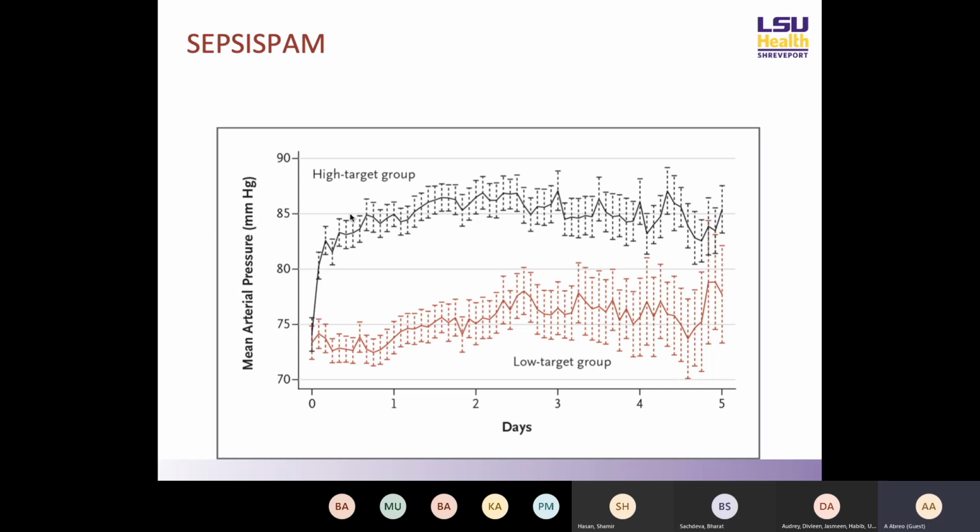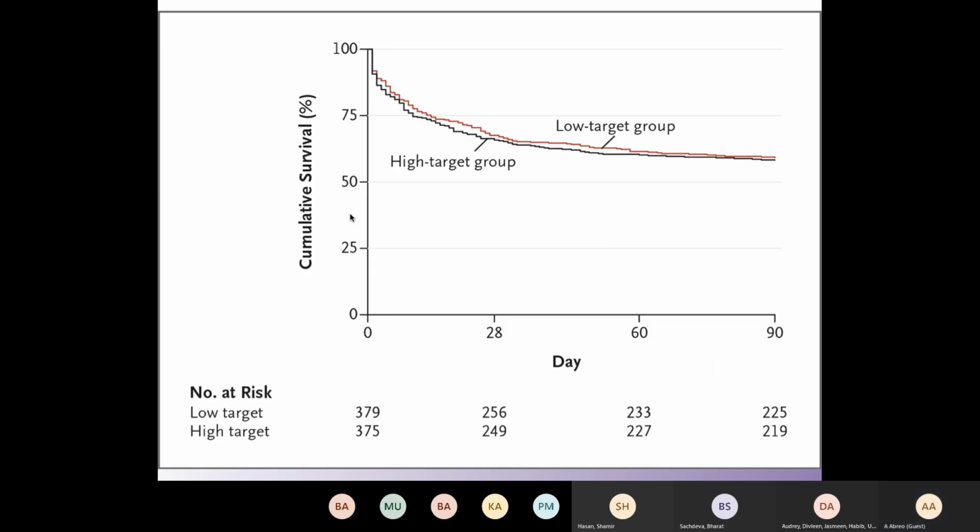The next trial in terms of AKI management was the SEPSISPAM study, looking at blood pressure targets in patients on pressors in the ICU and whether to target higher or lower targets. One target was around 80 to 85 and the other was around 70 to 75. This was how the actual numbers broke down.